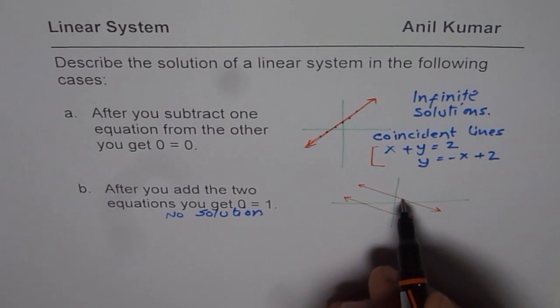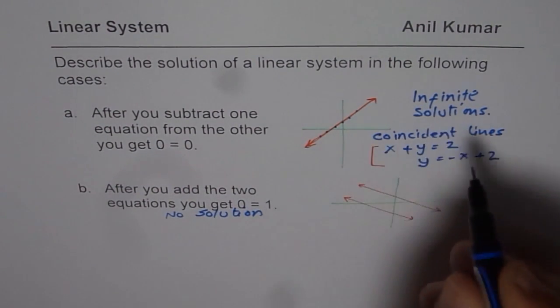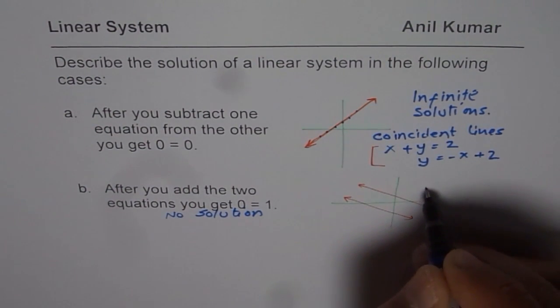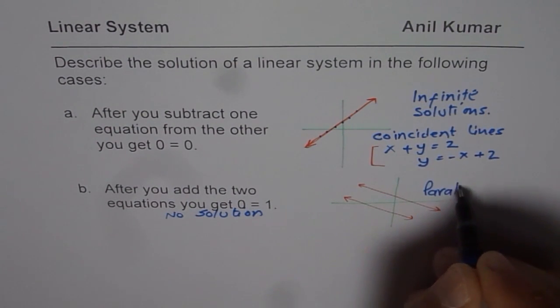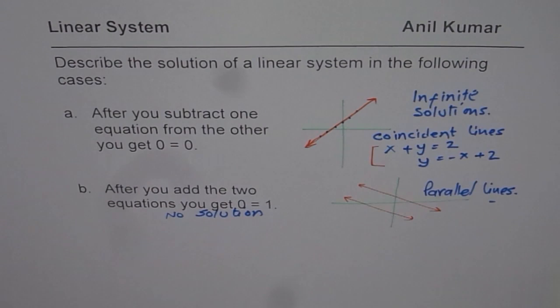Parallel lines do not intersect, so we do not get any x or y coordinate point, right? That means no solution, and it is a case when we are working with a linear system which has parallel lines. Okay, so that is how you could understand and describe the given situation. I'd like you to write equations and then work it out. Thank you and all the best.